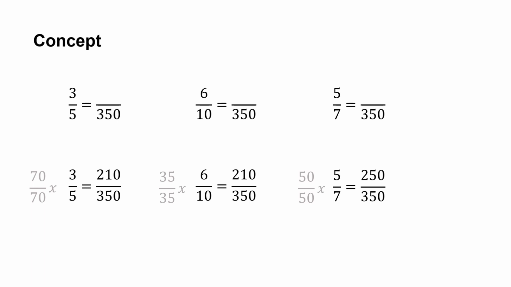Now we can see that this 5 over 7, when we've rewritten it, is 250 over 350, whereas the other two are both 210 over 350. What this means is, quite simply, that 5 over 7 is bigger than 6 over 10 or 3 over 5. And in this case, what this also tells you is that 3 over 5 and 6 over 10 are the same.